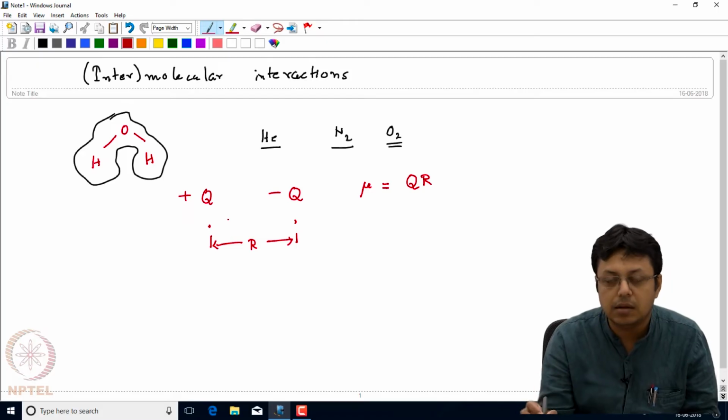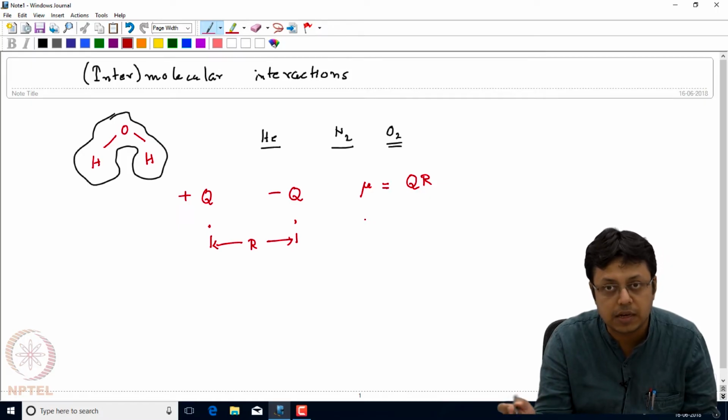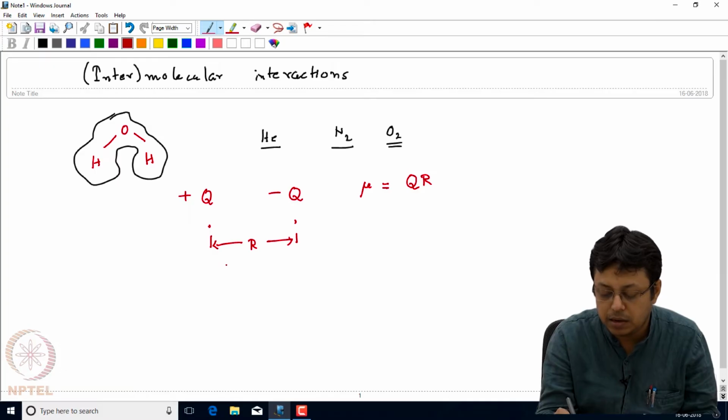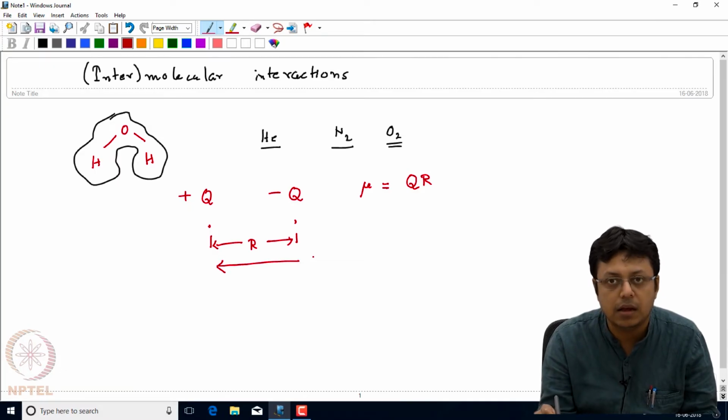So this is the magnitude of the dipole moment. Now dipole moment is a vector quantity, which means it has x, y and z components, and if we want to know the direction of the dipole moment, the convention is that it acts from the negative end of the dipole to the positive end of the dipole.